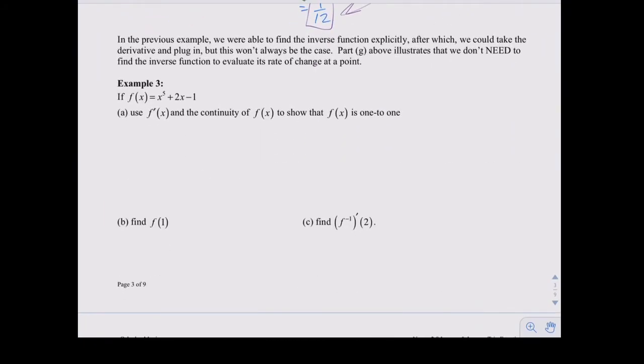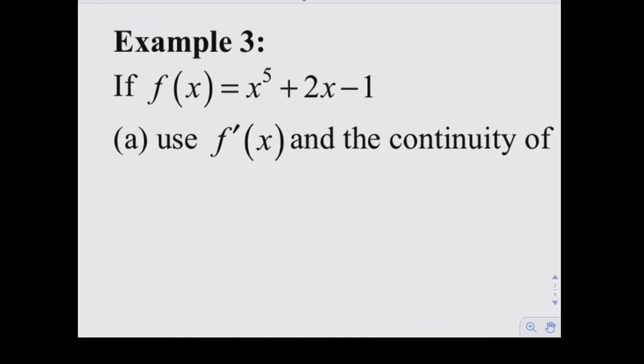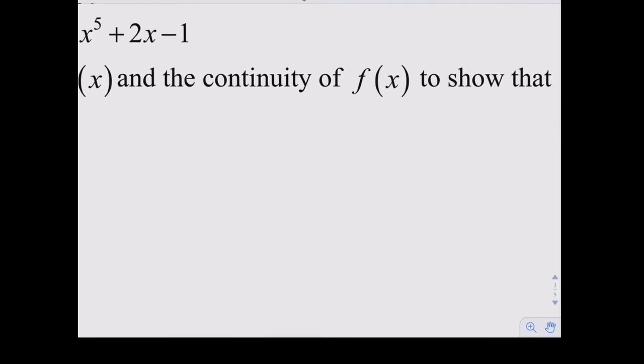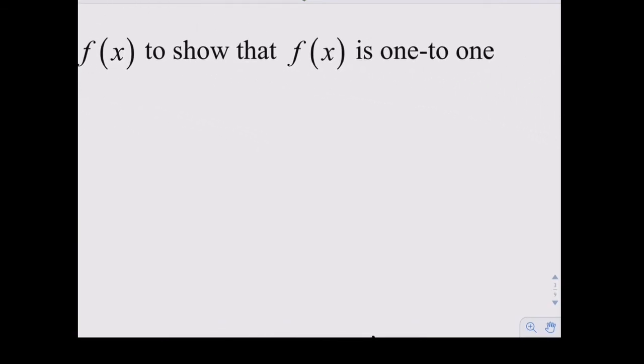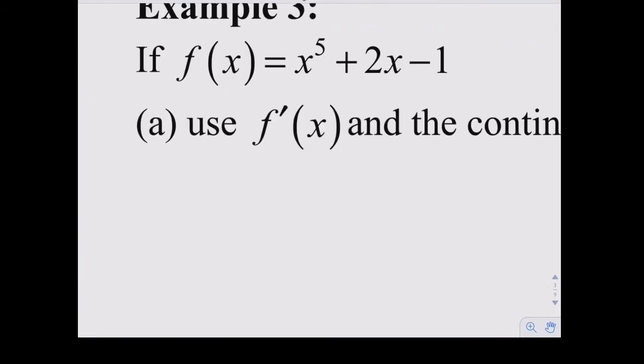So let's answer these three questions right here on example 3, because I want to tie in that idea. If f of x equals x to the 5th plus 2x minus 1, it's a 5th degree polynomial, right? Where is it differentiable? Everywhere. Good. So where is it continuous? Everywhere. It says to use f prime and the continuity of the function to show that, first of all, f is 1-to-1. That's kind of a hint. How are we going to use f prime to show that it's 1-to-1? Well, I guess first I need f prime. Let's find it.